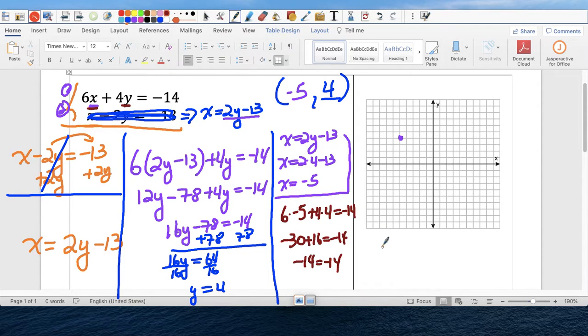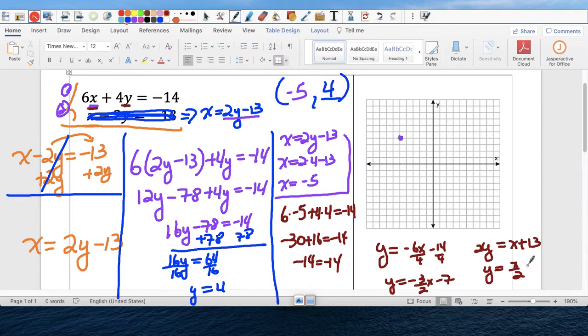So the first equation, I'm actually going to get y equals, let's see, negative 6x minus 14, divided by 4. So y equals negative 3 over 2 x minus 7. The second equation, 2y equals x plus 13, and then y equals x over 2 plus 6.5. So those are my two lines. One is a line that goes down, and the other one, the slope is positive, goes up.